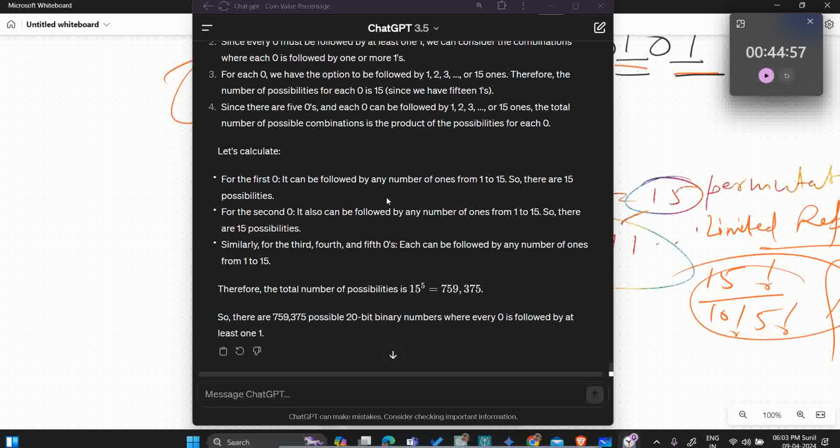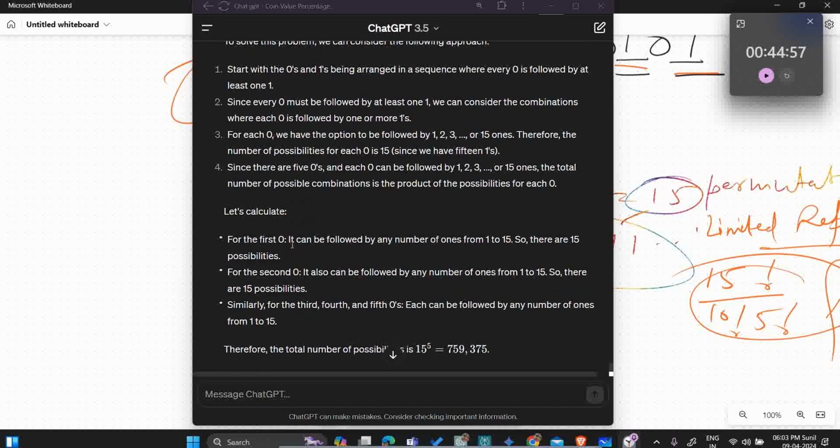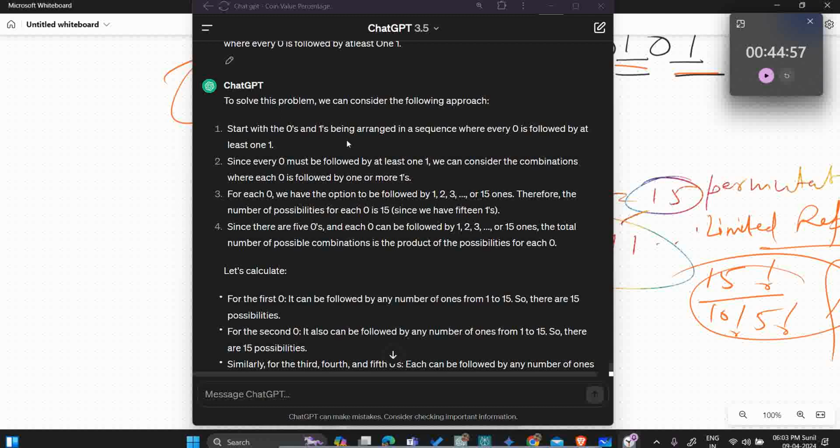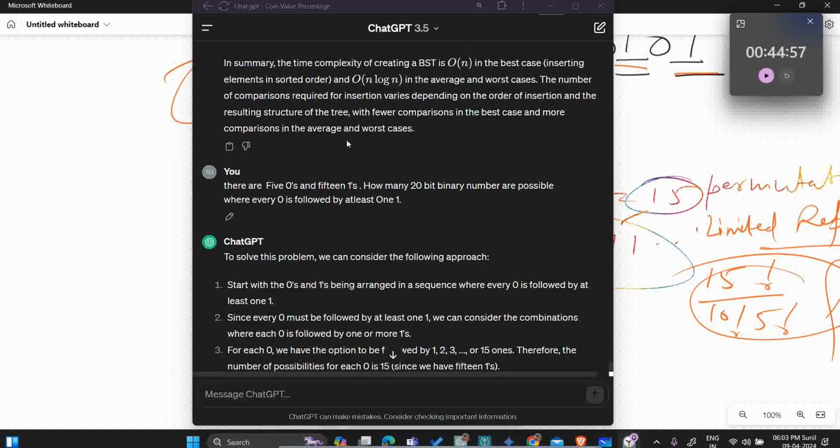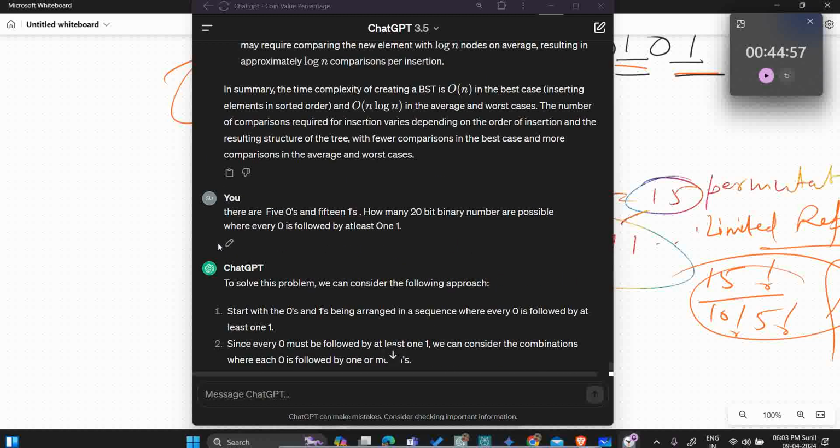First, for the first 0, it can be followed by any number of ones, so there are 15 possibilities. For the second 0, it can be followed by any number of ones from 1 to 15, so there are 15 possibilities. Is it that simple? No. Are you fooling me? No, no, no, no. This is not the case. This is not how you do this. Oh God.